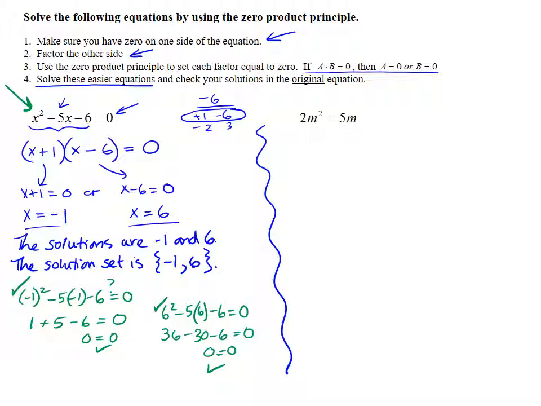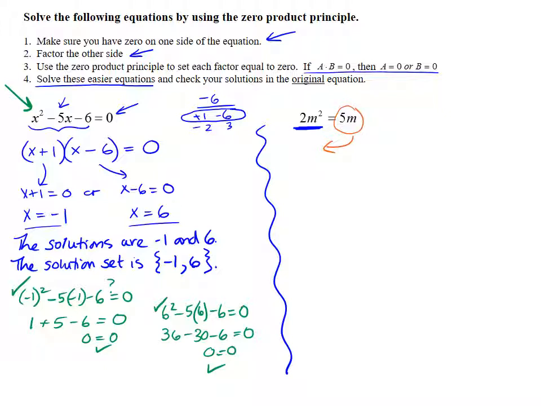The second example we have, 2m squared equals 5m, does not have 0 on one side. So the first step is to get 0 on one side. One hint, it's always better to keep your variable that's squared, in this case m squared, positive. And since it's currently positive, I'm going to choose to move the 5m to the other side of the equation.